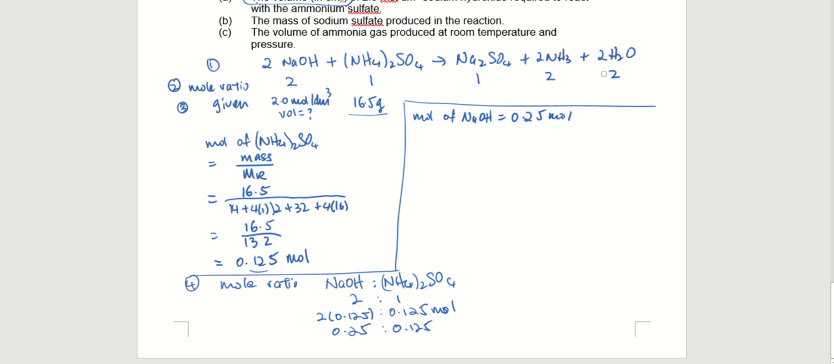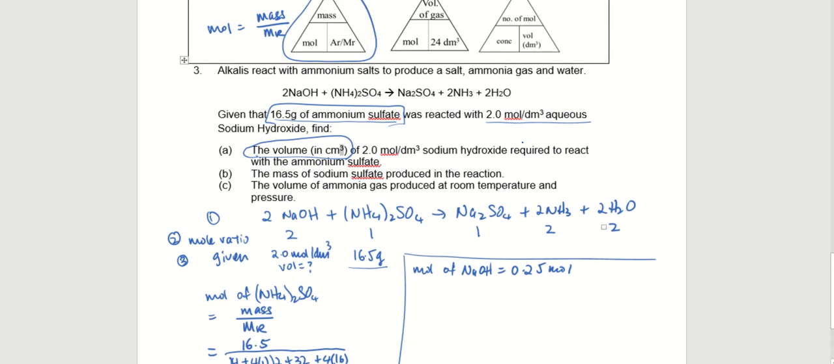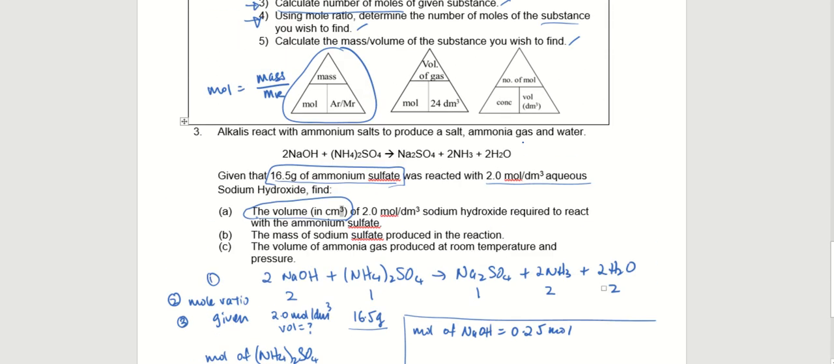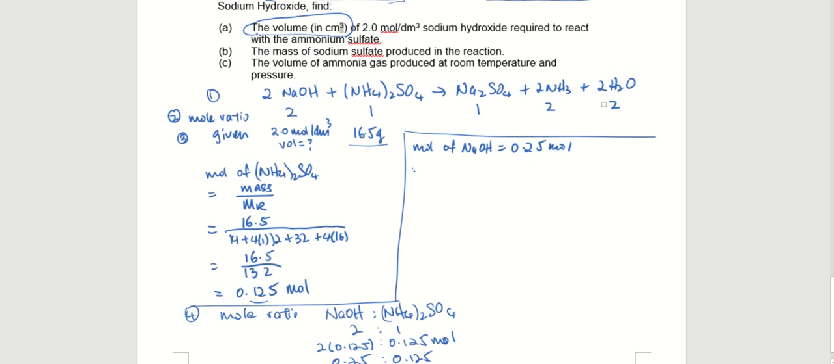Okay, so now that we know that 0.25 moles of sodium hydroxide was formed, can we calculate the volume? Yes, we will use this formula where concentration is equal to mole divided by volume. But in this case, since we're looking for volume, we will use volume is equal to mole divided by concentration. So the volume of sodium hydroxide used is mole over concentration.